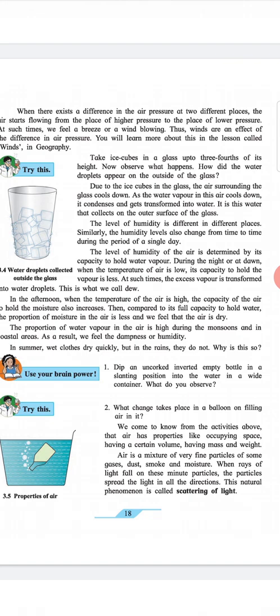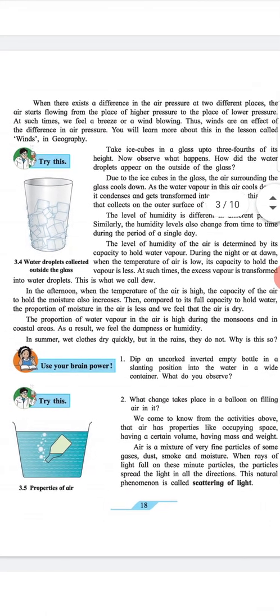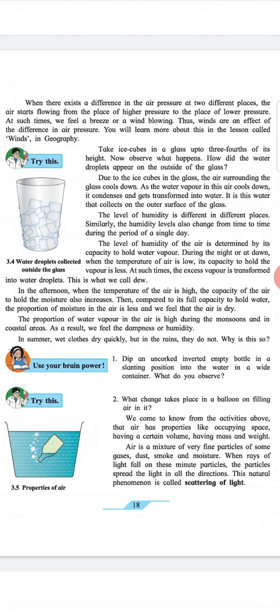In the afternoon, the capacity of the air to hold moisture also increases. Then, compared to the full capacity to hold water, the proportion of moisture in the air is less, and we feel that the air is dry. The proportion of water vapor in the air is high during the monsoon and in coastal areas. As a result, we feel the dampness or humidity. In summer, wet clothes dry quickly, but in the rains, they do not. Why is this so? Use your brain power.